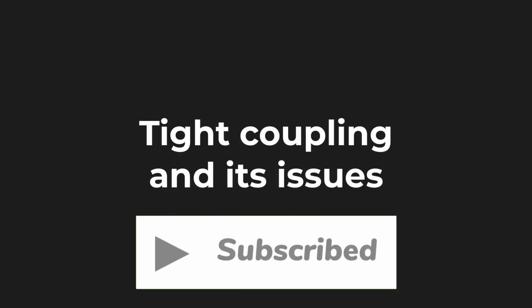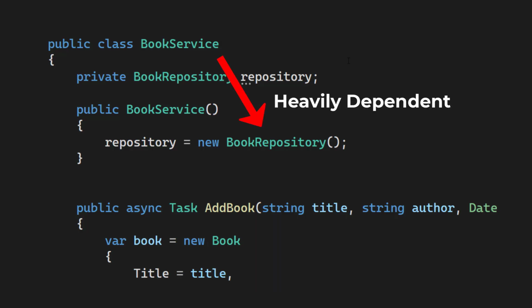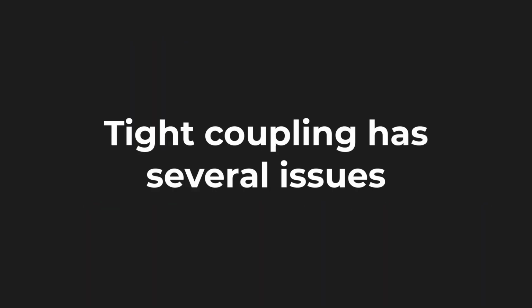In this video, we're going to take a look at tight coupling and its issues. The main problem with our sample code is that the book service class is heavily dependent on the book repository class, or we say the book service class is tightly coupled to the book repository class. Now tight coupling has several issues.